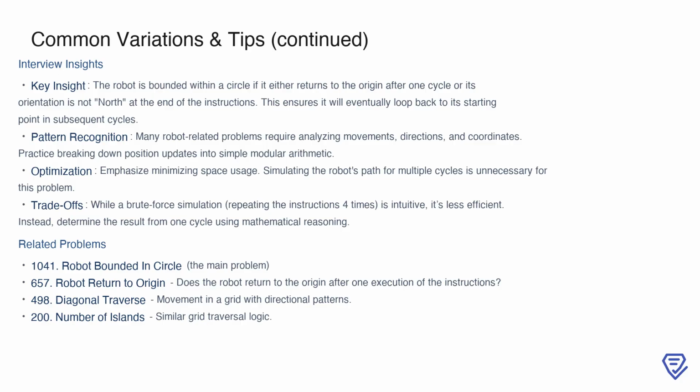Additionally, focus on optimizing space usage. For this problem, simulating the robot's path over multiple cycles is unnecessary. You can determine the result using just one cycle with careful reasoning. While a brute force approach that repeats the instructions 4 times may feel intuitive, it's less efficient than leveraging the mathematical properties of the robot's movement. Finally, exploring related problems like robot return to origin or grid traversal challenges can deepen your understanding of similar patterns.